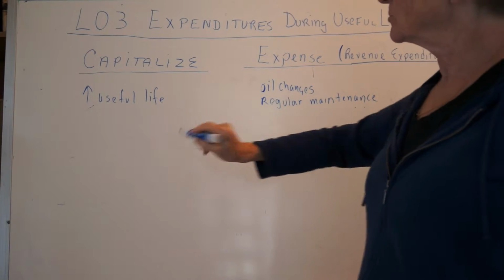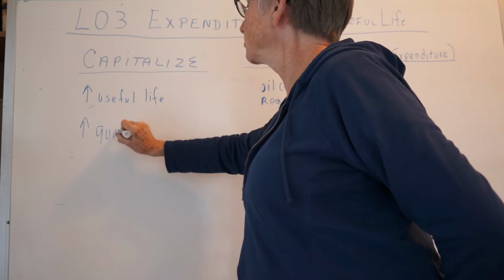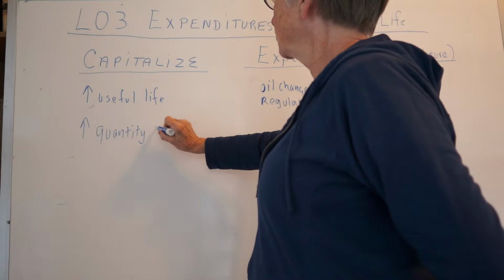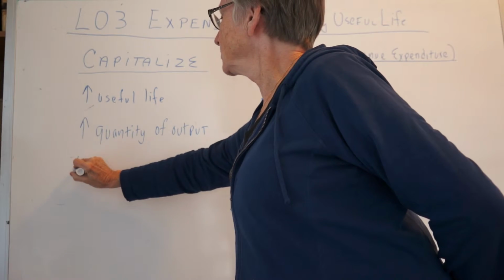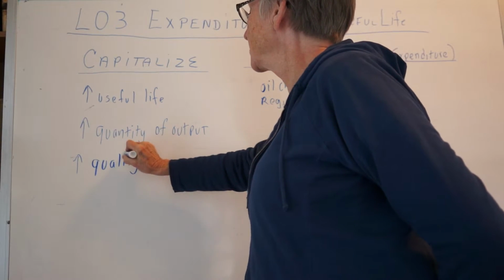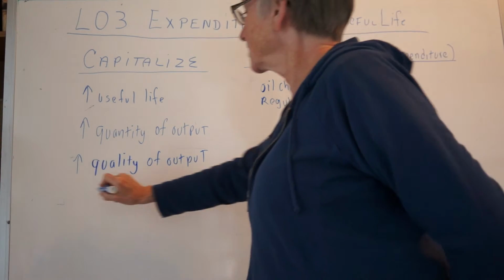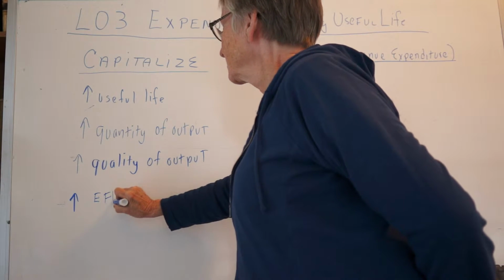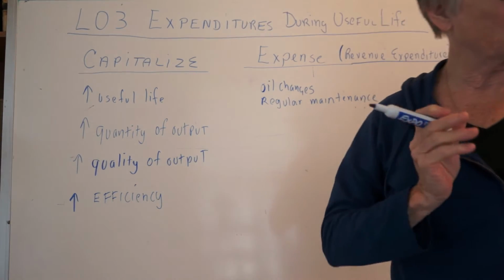Okay, so it could increase the useful life. It could increase the quantity of the output. If you have a machine, maybe you've got a rebuild to it that increases the quantity of output. Okay, it could also be a change that you made that increases the quality. In other words, maybe it does a better job of what it does. It could also reduce the cost of it. It could, what would we call it, increase the efficiency that something operates at, okay, of whatever your machine is.